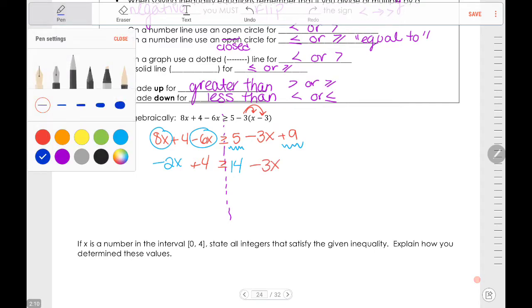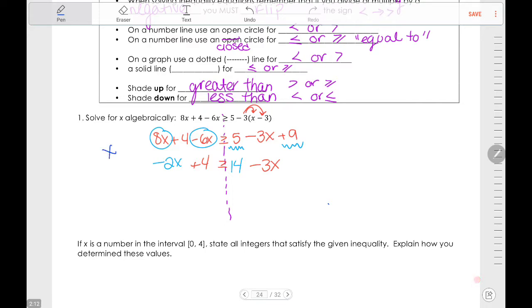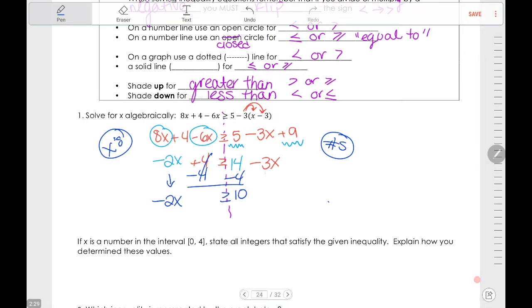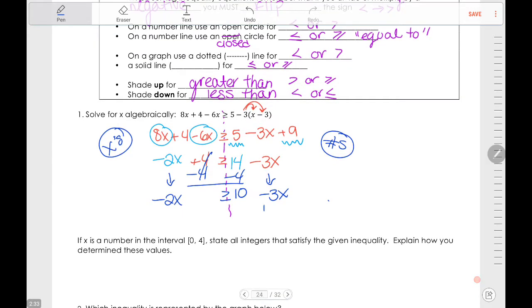So now we need to isolate x. My end goal is I want to have x's on this side and my numbers on this side. So I want to get rid of the number that is on the left. So I'm going to go ahead and do that. So that's going to bring down the negative 2x. This is going to turn into a 10. And I'm going to bring down the negative 3x. Same thing, I want to move the x.